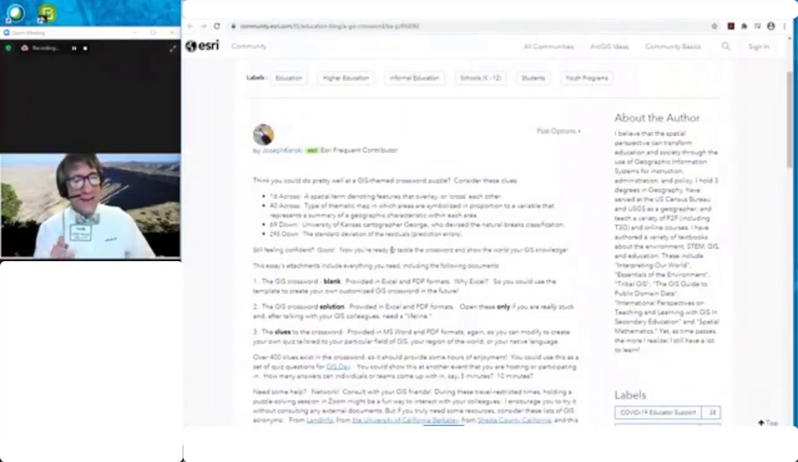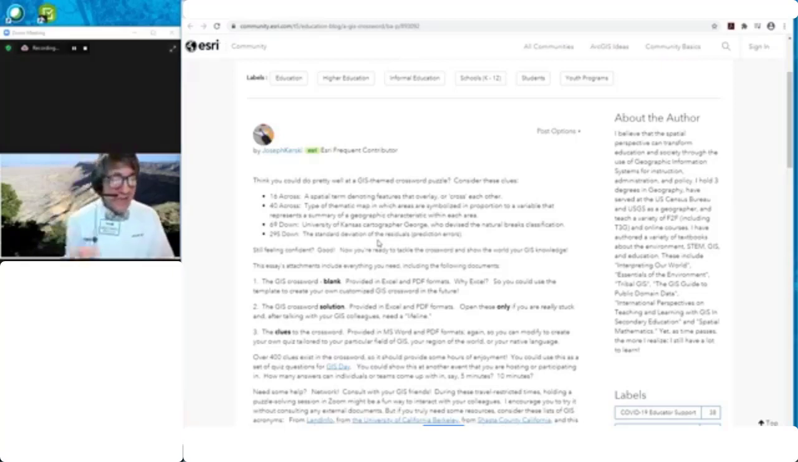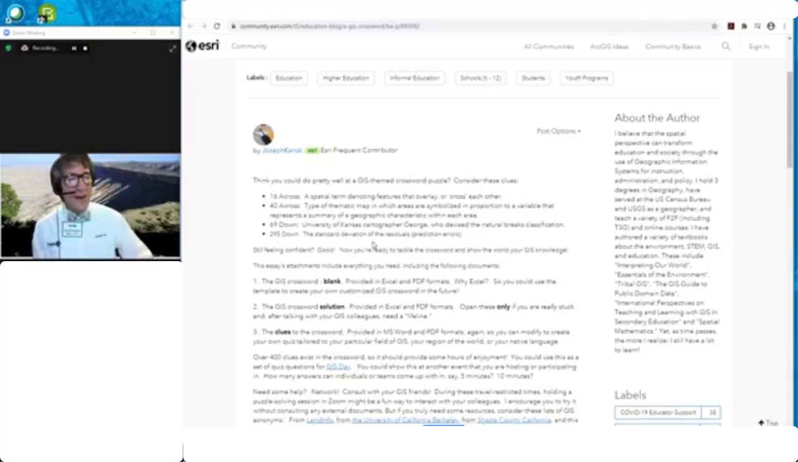16 across. A spatial term denoting features that overlay or cross each other. Think about that. 40 across. Type of thematic map in which areas symbolized in proportion to a variable that represents a summary of the geographic characteristic within each area. Ooh, no problem there. 69 down. University of Kansas cartographer George, who devised the natural breaks classification. Last one, 295 down. The standard deviation of the residuals or prediction errors.